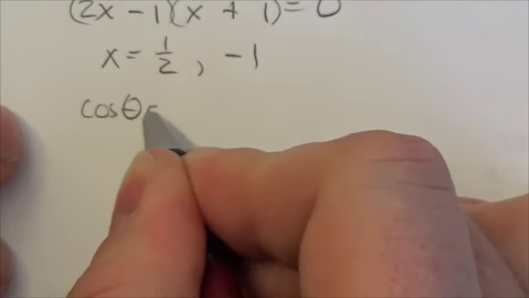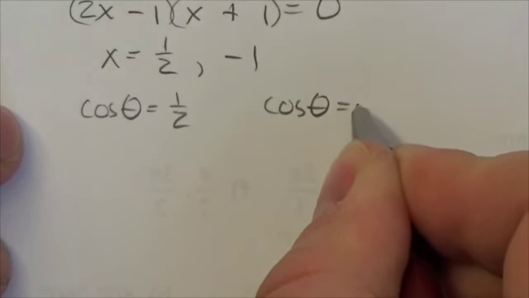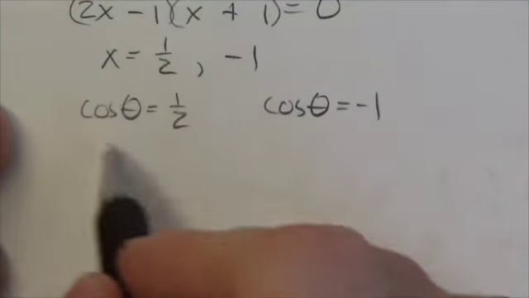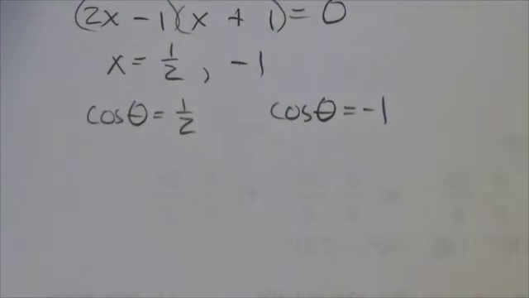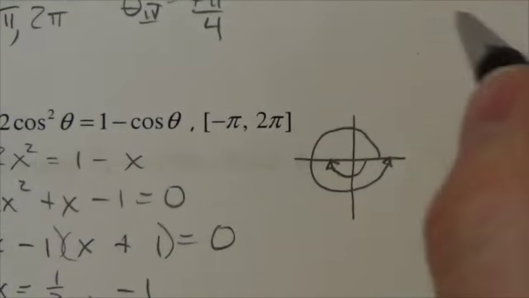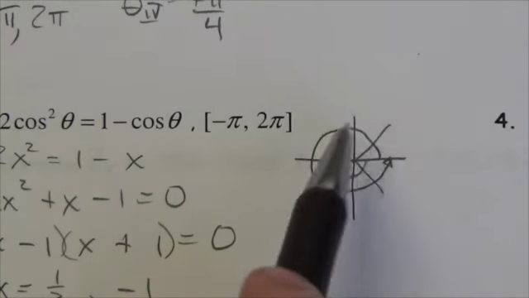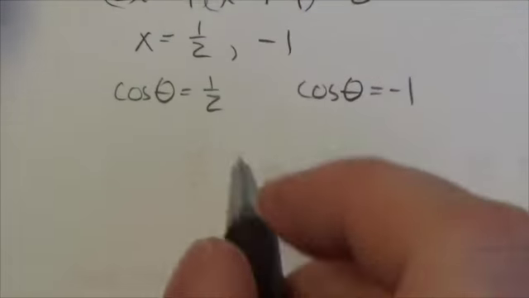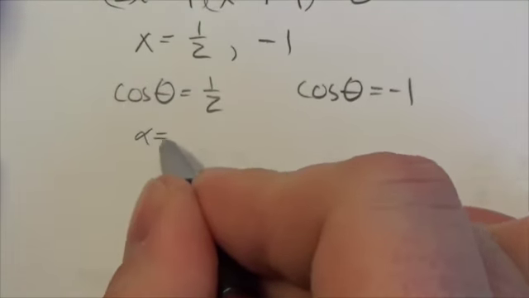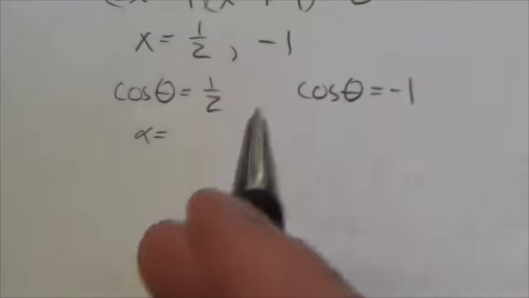So now the cosine of theta is equal to 1/2, or the cosine of theta is equal to negative 1. Let's start here. Cosine is positive in 2 quadrants. The 2 quadrants here are going to be 1 and 4. Now that tells me I'm going to get 3 solutions out of this first factor here.